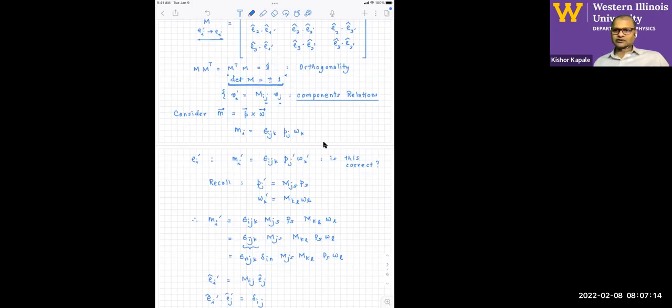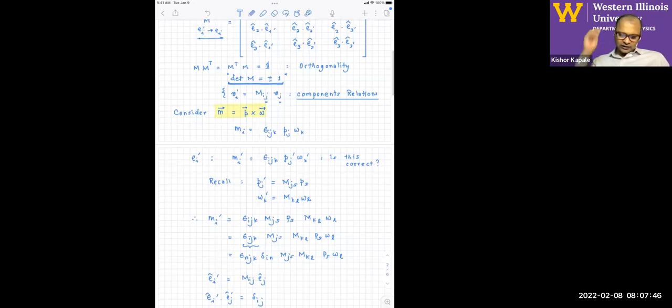Okay, nothing new. We're just trying to mathematically formalize what's happening here. And the goal now is to see the transformation properties of things like the vector product, or the cross product of vectors. So we're going to look at this. How does this transform?